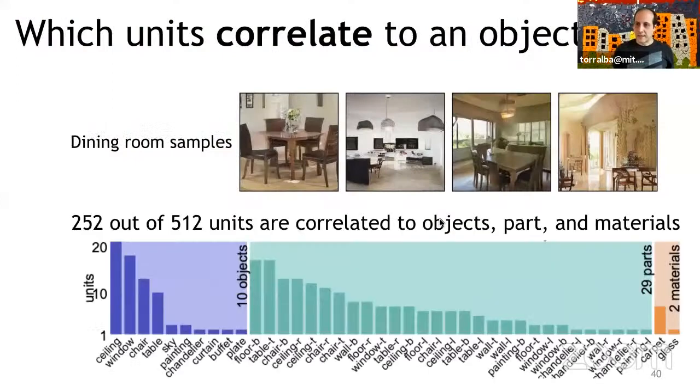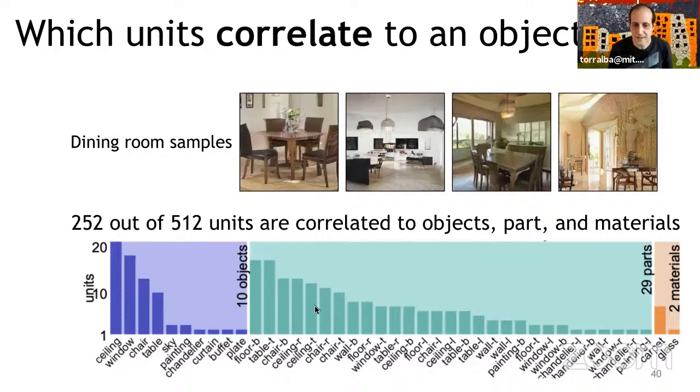So now you can do this automatically and get histograms that look like this, where for one particular layer, I believe layer 6 or 7, I'll show all of the layers later, in a GAN trained to generate dining rooms, out of 512 units in this particular layer, 252 had a high IOU when correlated with objects, parts, and materials. And these histograms show how many units we found for different concepts. So it's not just one unit responsible for windows. There are multiple units responsible for each object class. In this particular case, we found almost 17 units responsible for drawing windows, and around 20 or 21 units responsible for drawing the ceiling, and so on.